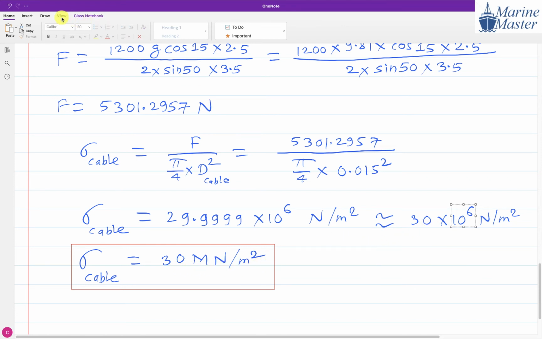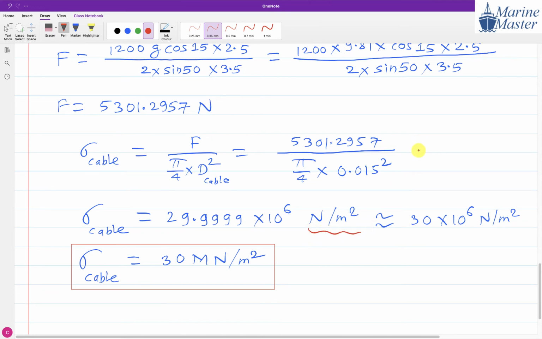And why did we get the unit Newton per meter square? Newton per meter square is force by area: force in Newton, area in meter square. So that's why Newton per meter square. Correct. Very good. So please write down this discussion: stress in the cable.